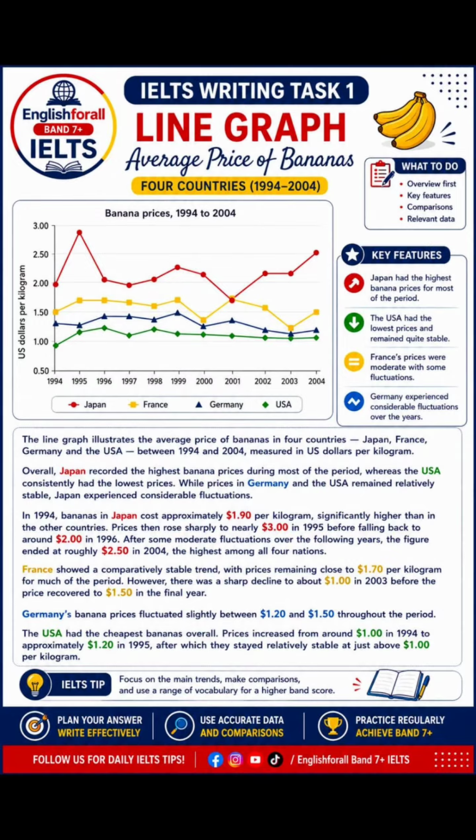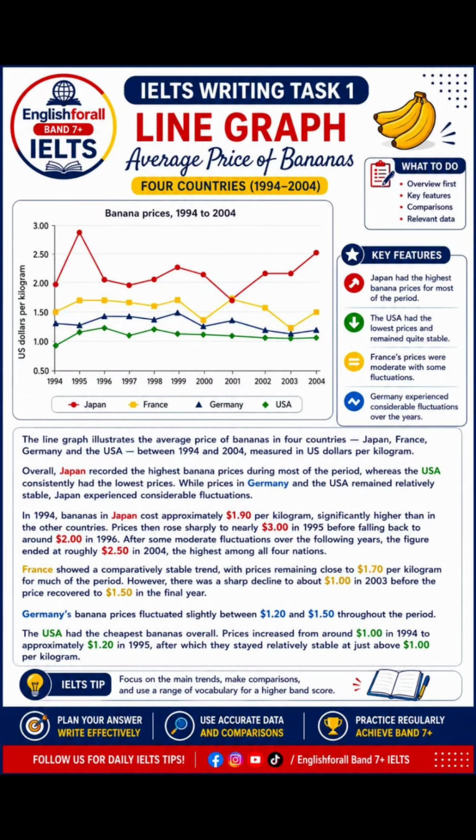The very first thing, if you come across this task, is to look at the information that they have given you. The very important thing is the topic: what they are going to talk about, what the line graph is about, what information they are giving you. For example, in this one I have chosen the average price of bananas. So this line graph is going to be about the average price of bananas.